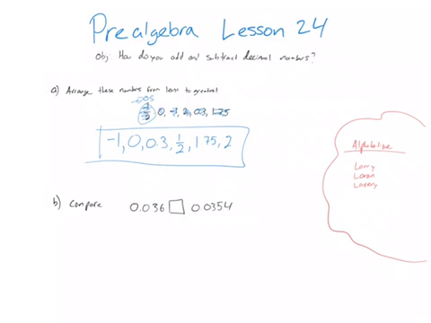So, part B here is to compare. So let's compare. They both have a 0 in the ones position, so let's move to the next place. In the tenths position, they both have 0. Okay, so let's move to the next place. The hundredths place. This one has a 3, this one has a 3.